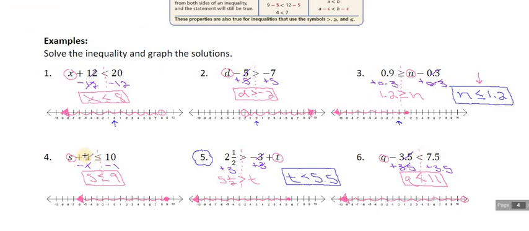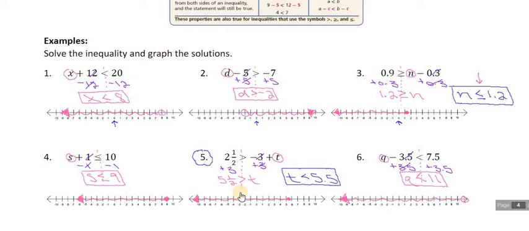All right, so take a second and check your work. Number 4, we have s is less than or equal to 9. So 9 is our target number, closed circle, shaded to the left. Number 5, we ended up with 5.5 is greater than t, which means that t is less than 5.5. So the target number is 5.5, halfway between 5 and 6, shade to the left.